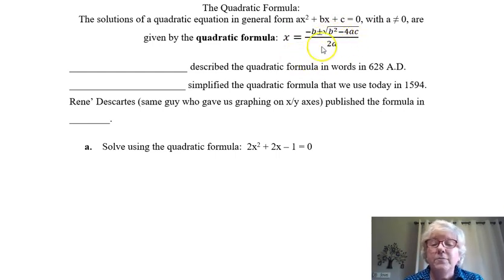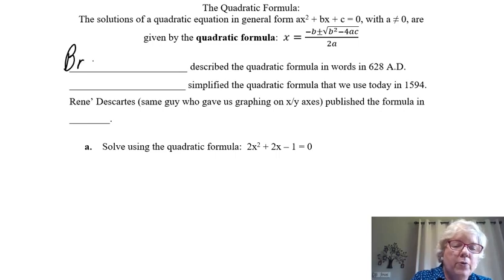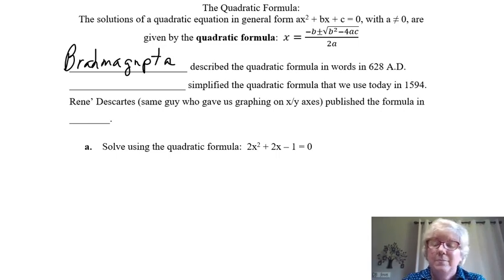This formula came down through the ages of mathematics from several mathematicians. The first mathematician who ever described the quadratic formula, but he used words, he didn't put it in formula, that was way back in 628 AD. And his name was Brahmagupta. He was an Indian mathematician.